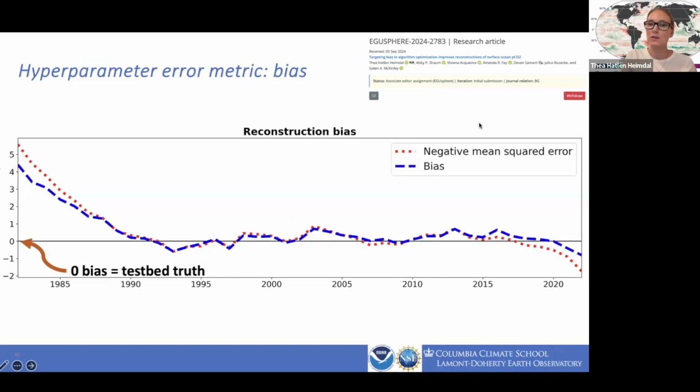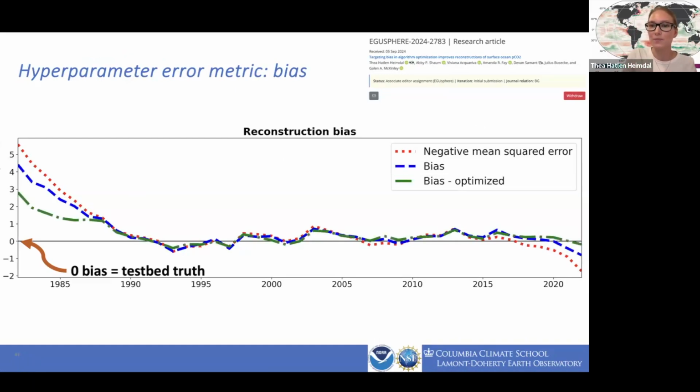Then we tested using bias as a hyperparameter error metric. I know we were talking about bias in two different ways here, but it's just another way of looking at our machine learning model. If we use bias instead of negative mean squared error, we see some improvements in the beginning. So we see less of a positive bias, and then we also see less of a negative bias in the end. We're not adding any more observations. We're not changing anything with our data set. We're only changing the hyperparameter error metric.